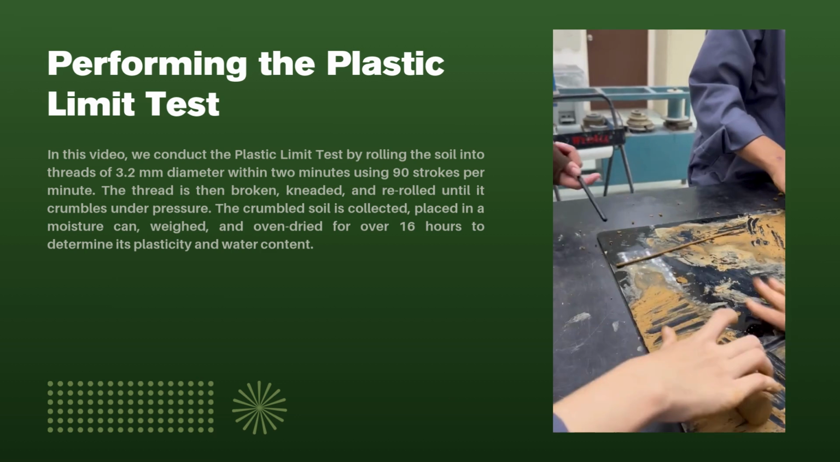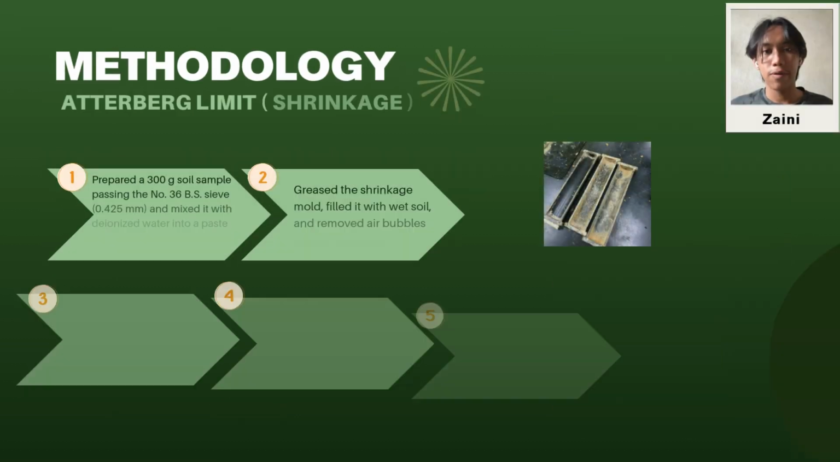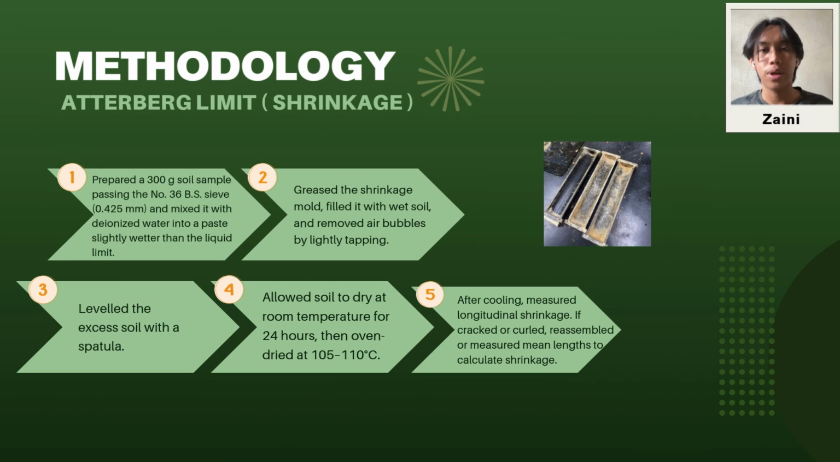Okay, for the shrinkage limit test, we mixed 300 grams of soil with water to make a paste slightly wetter than the liquid limit. The paste was placed in a greased mold, leveled with a spatula, and left to dry at room temperature for 24 hours before being oven dried. After cooling, we measured the shrinkage, and if there were cracks or curling, we carefully reassembled the pieces to calculate the shrinkage limit.